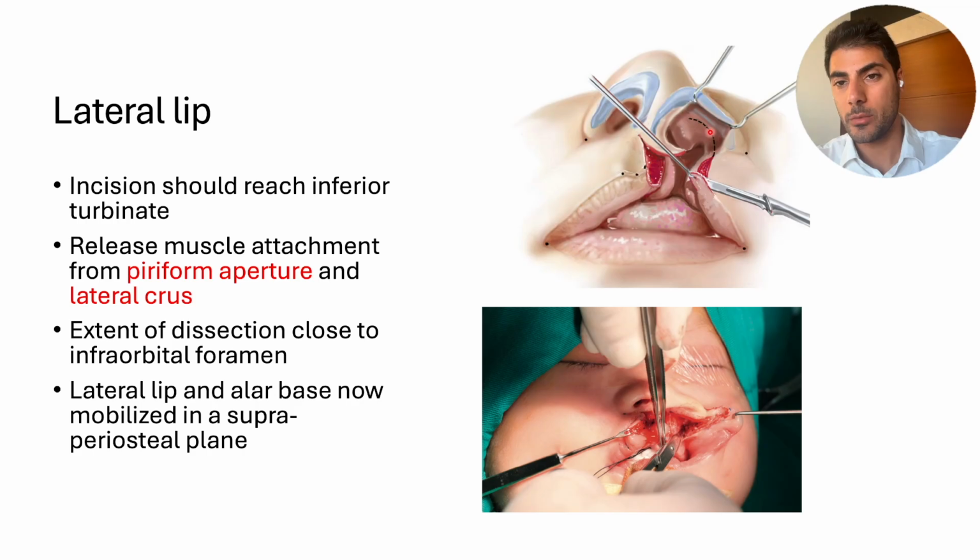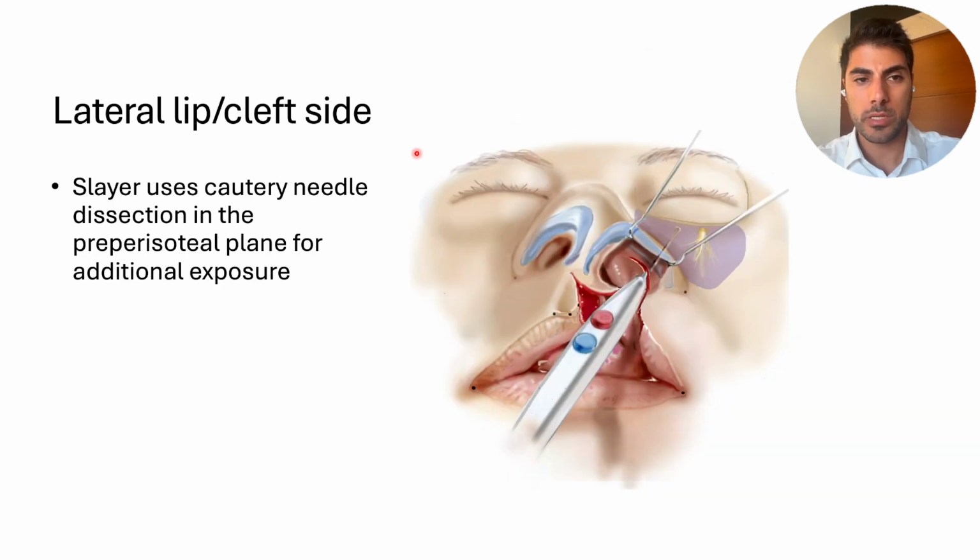Okay, so this is why we extend our incision. We go in a supraperiosteal plane, so above the periosteum. We try to free the tissues so that when we want to exert medial tension on it, we will not have tension while closing the wound. So we can see here, for example, Slater's method, where he uses the cautery needle, and you can see the extent where he goes. So he goes up to the infraorbital region to free the tissue.